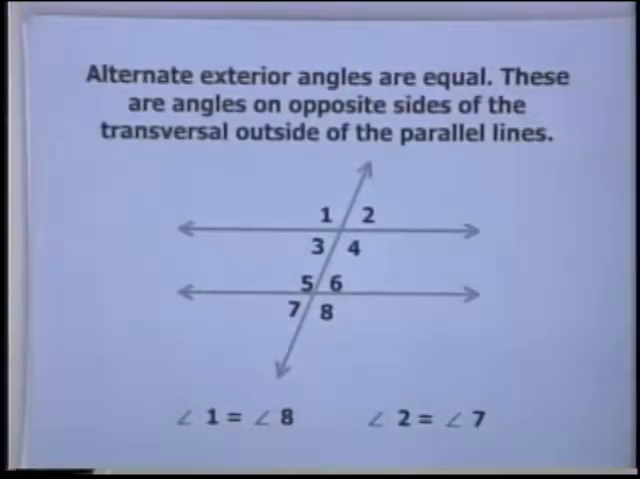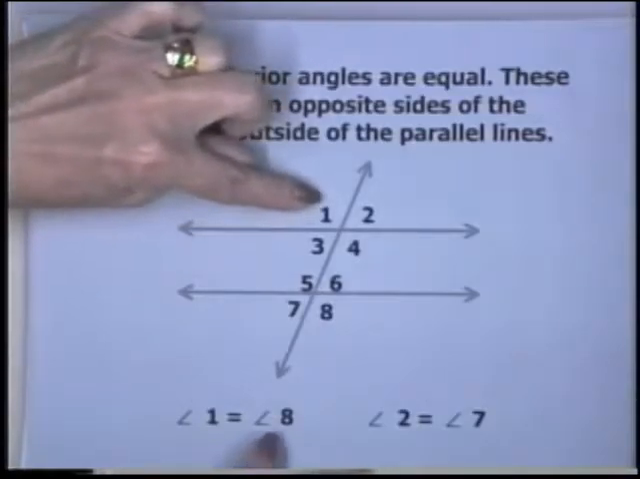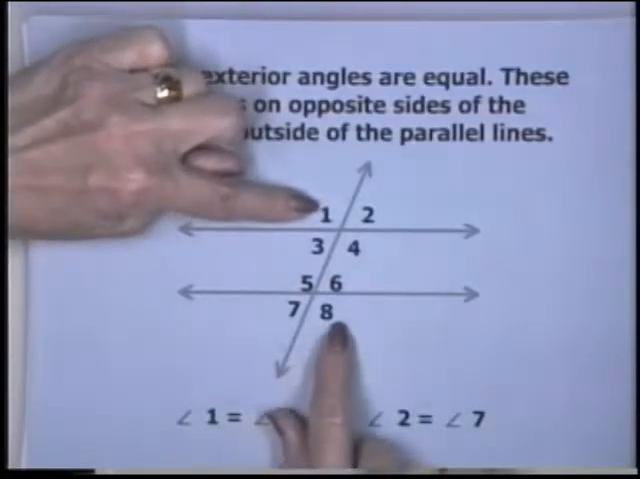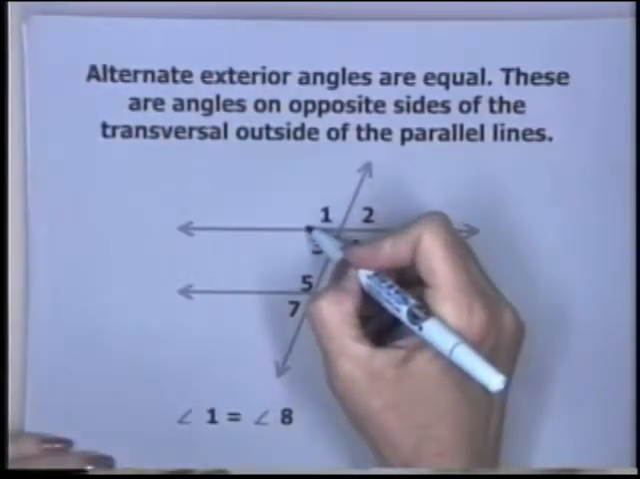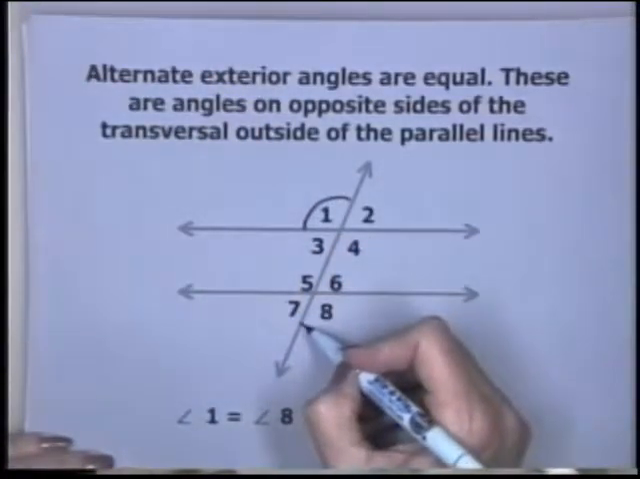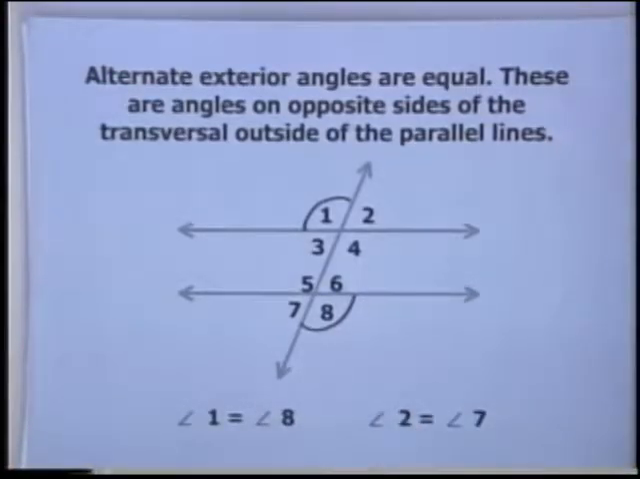Now, another special relationship is the alternate exterior angles. Alternate exterior angles are also equal. These are angles on opposite sides of the transversal, but they are outside of the parallel lines. So one pair of alternate exterior angles would be angle 1 and angle 8. Angle 1 equals angle 8 because they are alternate exterior angles.